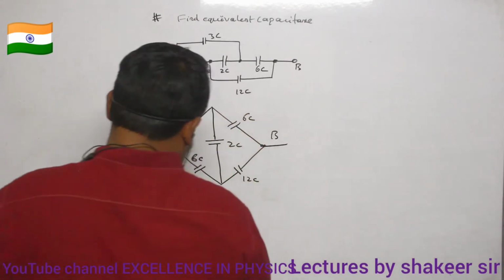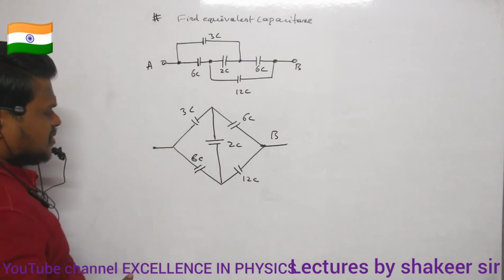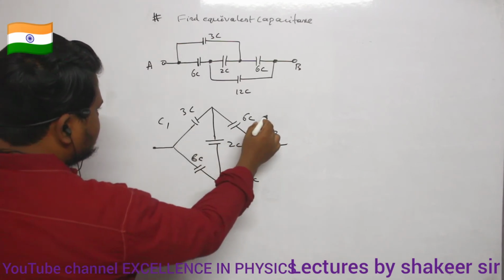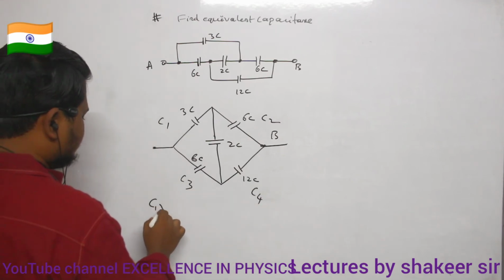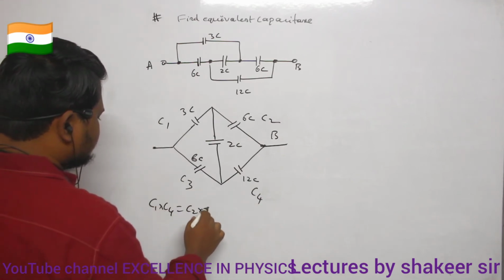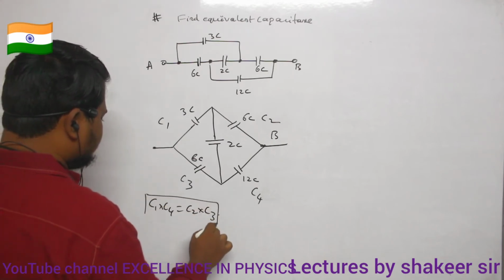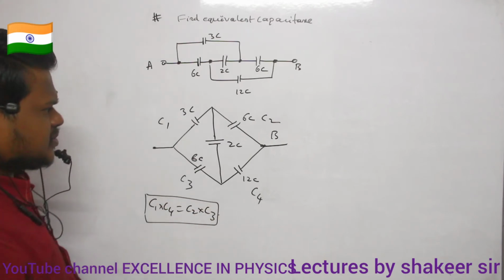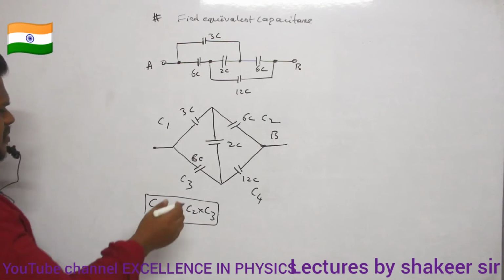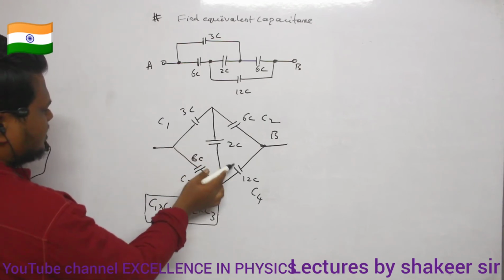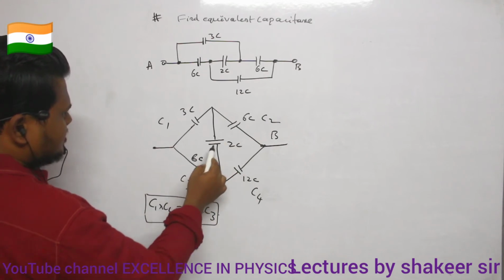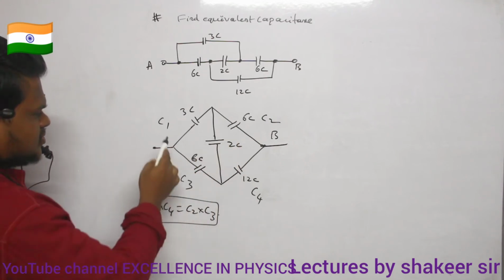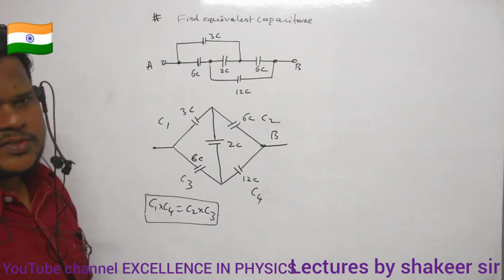So this is definitely a balanced Wheatstone bridge. Clear? Because this is C1, this is C2, this is C3 and this is C4. Okay. So C1 into C4 is equal to C2 into C3. So this is the condition for a Wheatstone bridge to be a balanced one, no? So multiply. 12 3s are 36, so 36C squared. What about this one? 6C into 6C, this is also 36. So definitely this is a balanced Wheatstone bridge.